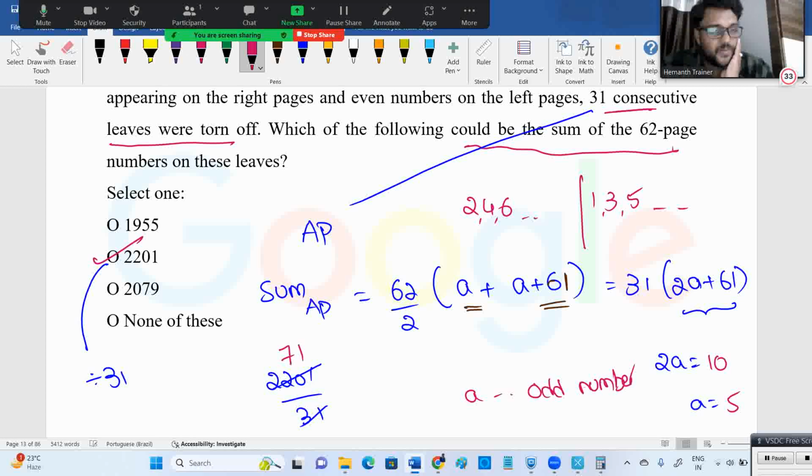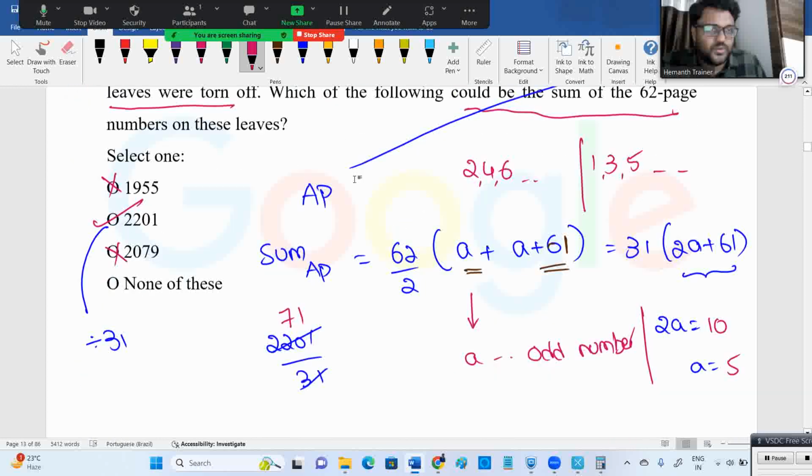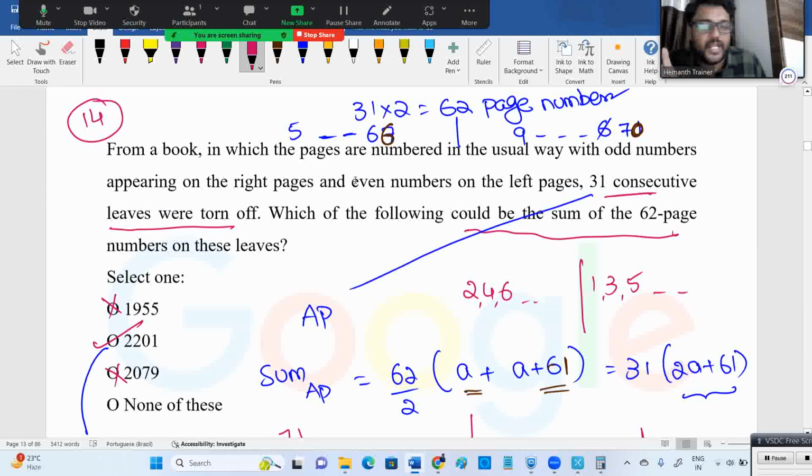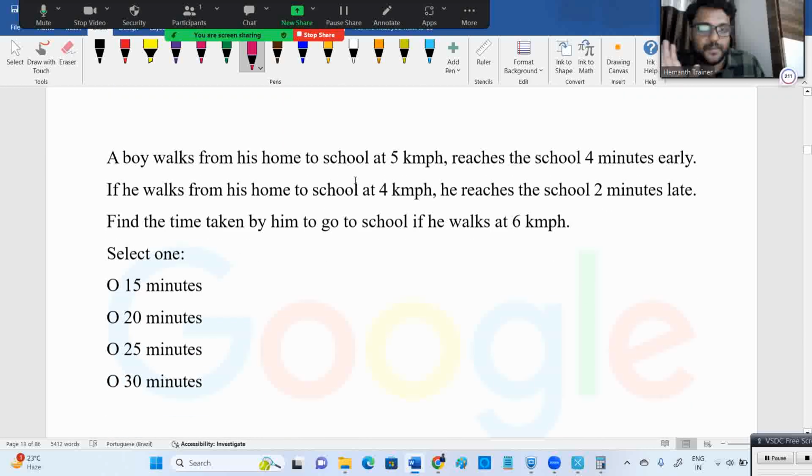Okay, because the answer should be divisible by 31, the remaining are not divisible by 31, and a should be an odd number. When you take the pages and remove them, the right side is an odd number, the left is an even number. First it starts from an odd number. If you check all those things, they are satisfied, so 2201 is the answer. This is also a typical next level question, to be frank, but we are not expecting this difficulty in the main exam. This is okay, an example.